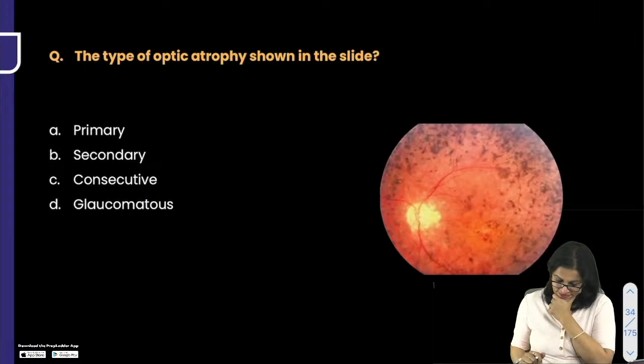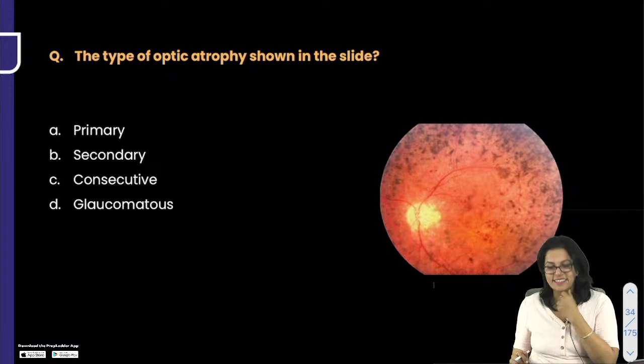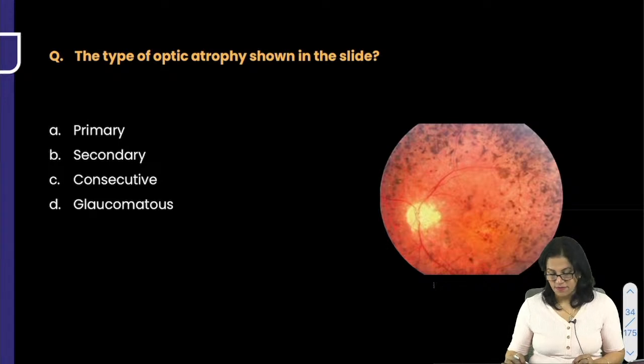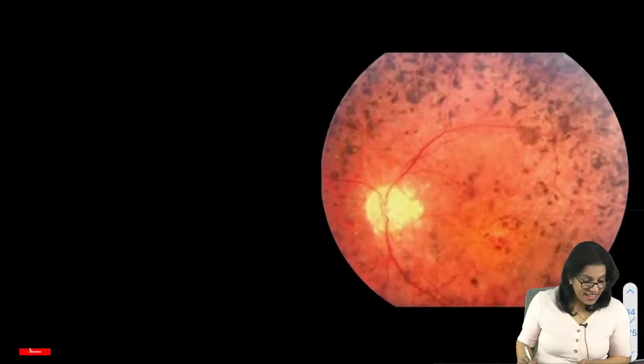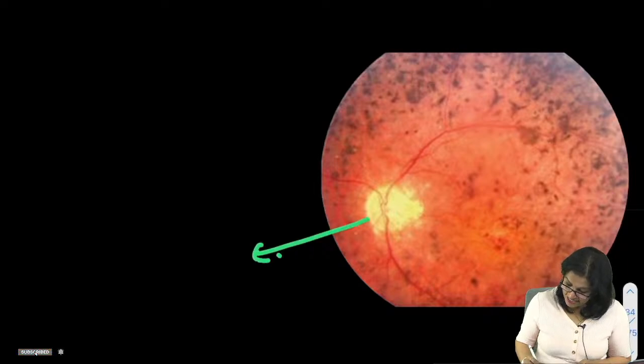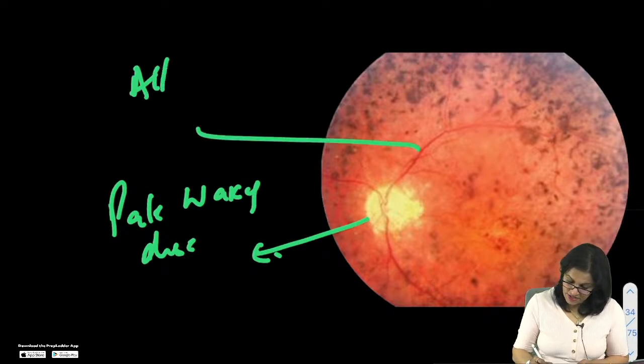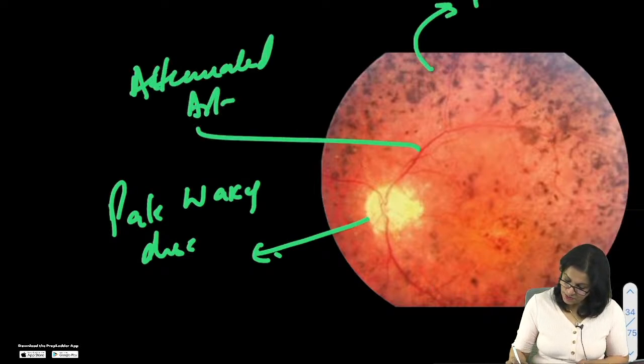Okay. Tell me this, the type of optic atrophy shown in the slide. Can you answer me? What slide are you looking at here? So what we see here is a pale waxy disc. Can we see this? Pale waxy disc. It's a typical triad, attenuated arteries, right? And we also see bony spicules.